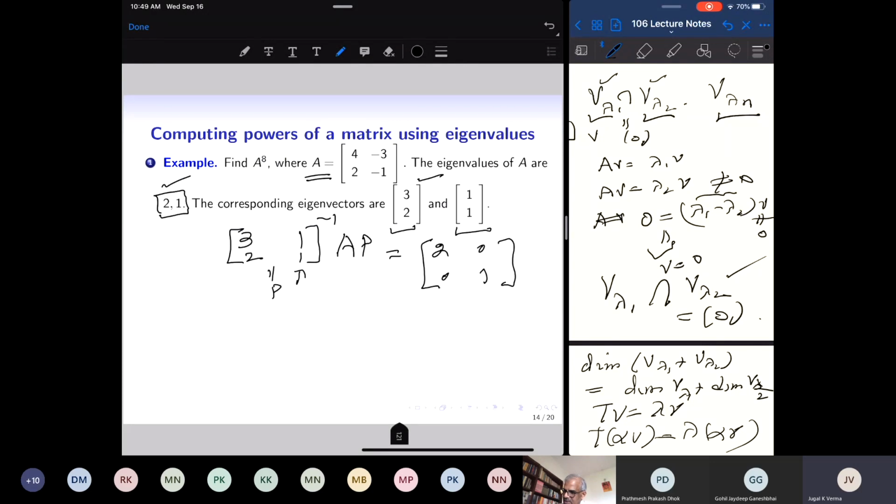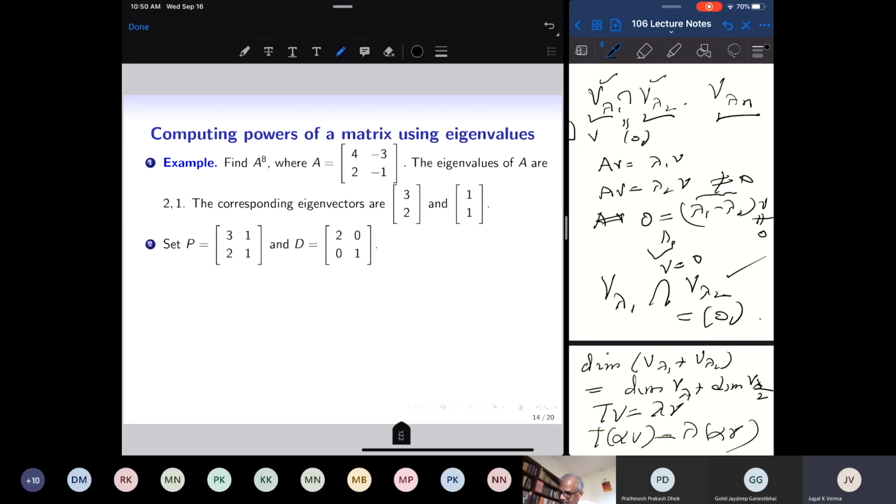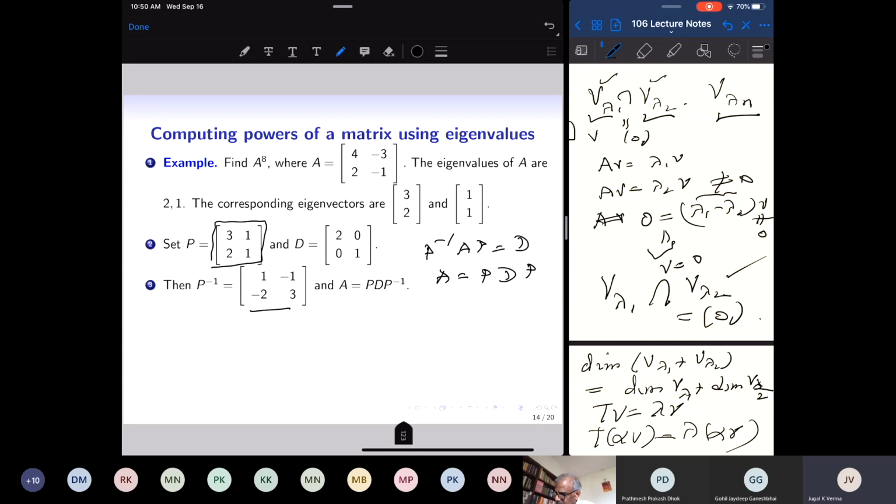So this is the equation. I get that P inverse AP is this diagonal matrix D, where the column vectors of P are the eigenvectors. You can find P inverse very easily. That happens to be this, and therefore P inverse AP is the diagonal matrix D, and therefore A equals P D P inverse. So I have factorized the given matrix as a product of three matrices: an invertible matrix whose column vectors are eigenvectors, a diagonal matrix, and the inverse of P.